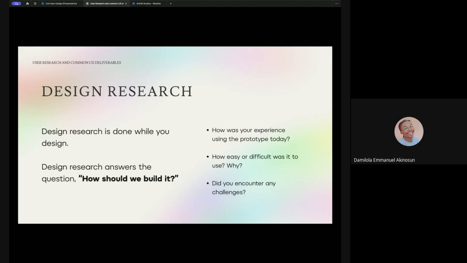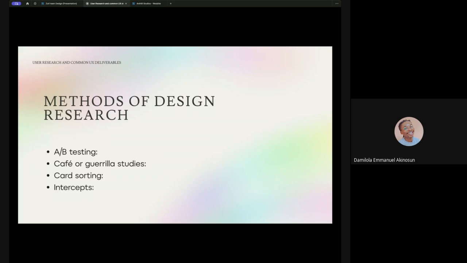Now let's go on to talk about the methods of UX research that fall under this type of research. And basically, we have the likes of A/B testing. Now, if you don't understand, A/B testing is basically a method that evaluates and compares two different aspects of a product to see which one is more effective.